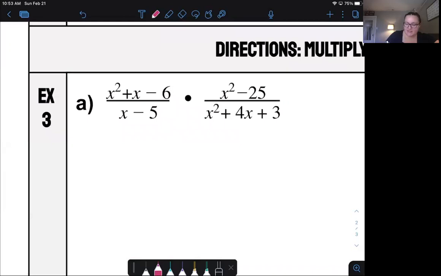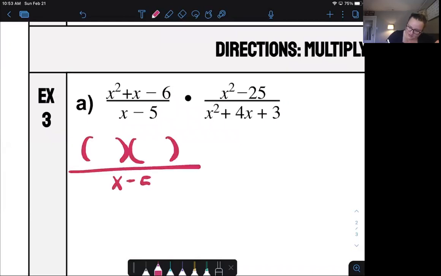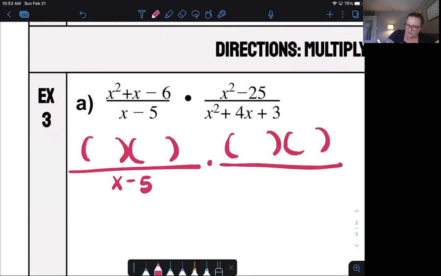So x squared plus x minus 6 over x minus 5 times x squared minus 25. We're going to factor that over x squared plus 4x plus 3. All right, so we have a lot of factoring to do.